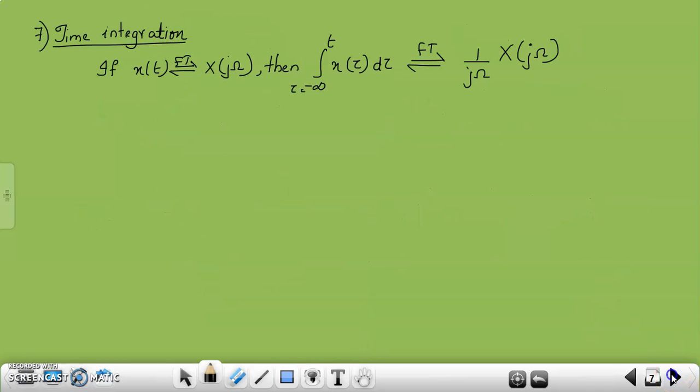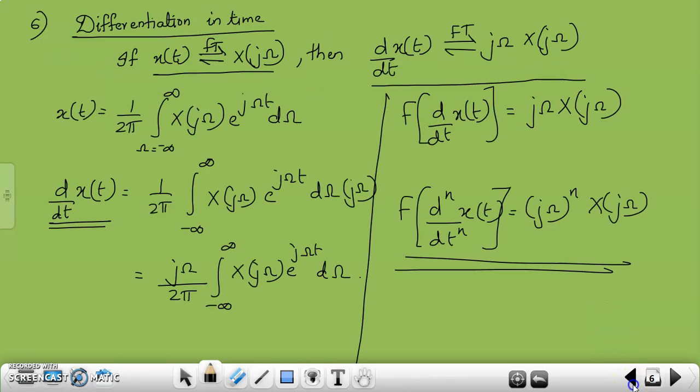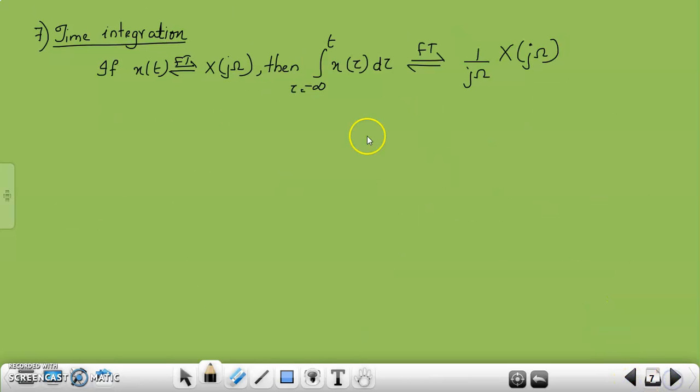Next we are moving towards the next property, known as the time integration property. So we studied the time differentiation property. The statement is, if x of t has the Fourier transform x of j omega, then the integral over tau from minus infinity to t of x of tau d tau will be transformed to 1 by j omega times x of j omega. So that is the statement of the time integration property. Now, I am going to prove this.